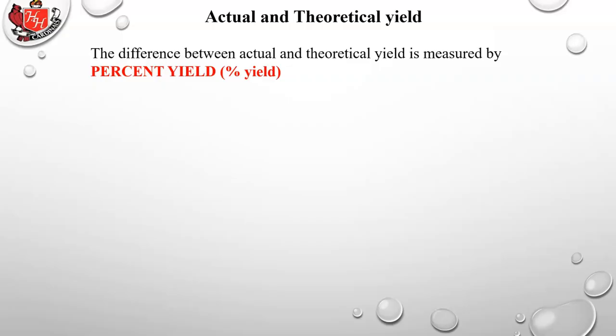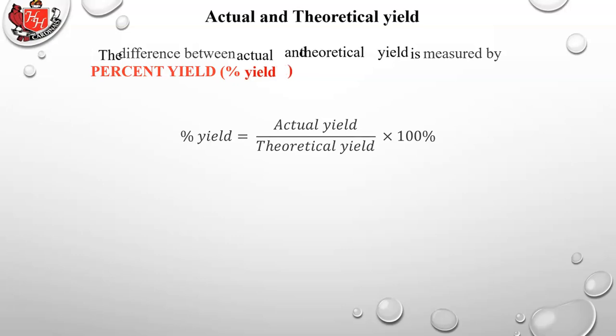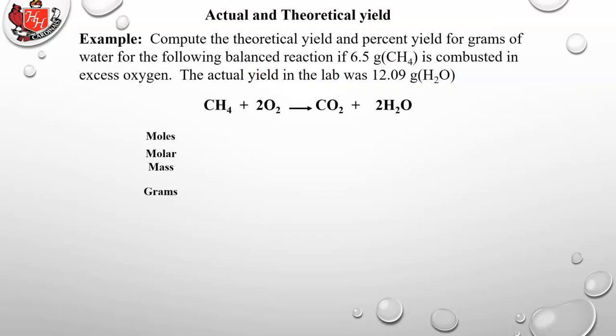Okay, so the difference between the actual and theoretical yield is measured by percent yield. And here's the formula. The percent yield equals the actual yield, what you got in the lab, divided by the theoretical yield, what your chemical equation stoichiometry said you should have gotten, and then you multiply that by 100%. Okay, so let's look at this.